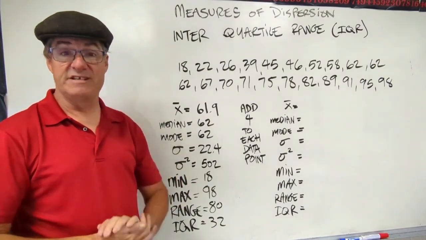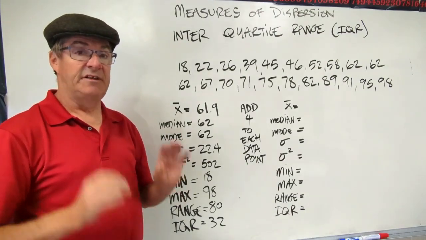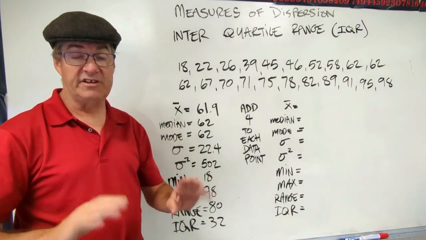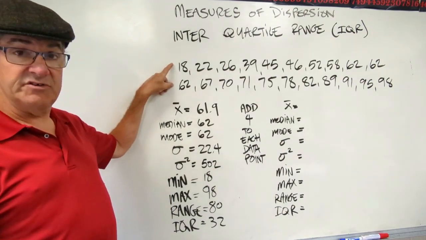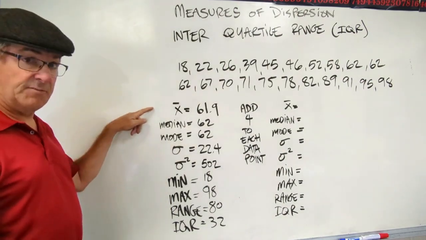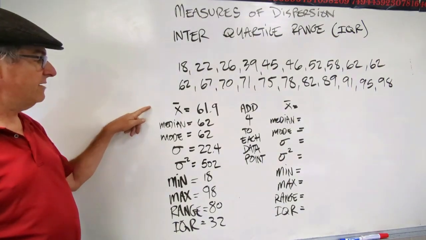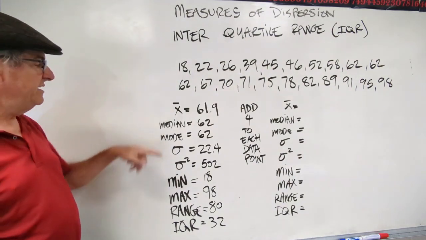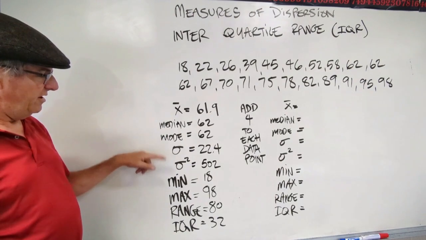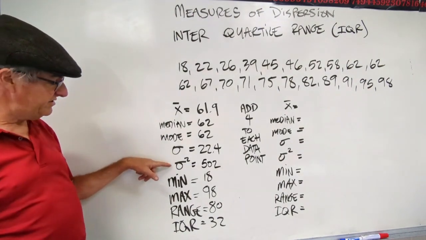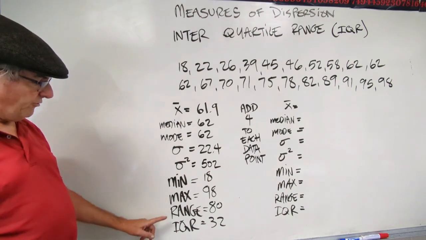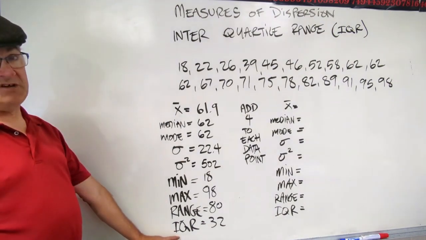Let's manipulate our data points and see what happens. This is going to give you the opportunity for some practice with your calculator. First off, here are the test scores we used in the last example, and I just summarized all the stats that we can say about them. There's our x-bar, our mean, our median, our mode, our standard deviation sigma, our sigma squared, the variance, and then our min, max, the range, and the interquartile range.